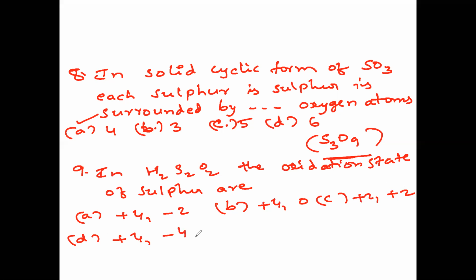For this, you should know the structure of H2S2O2. If you take the structure, S double bond S, OH, OH. So here this sulfur is having 1, 2, 3, 4, so this is +4, and this sulfur only has 2, so -2. This sulfur is attached only with the other sulfur. So the answer is +4, -2. I hope it is clear. Oxyacids of sulfur are very, very important, as I told you.